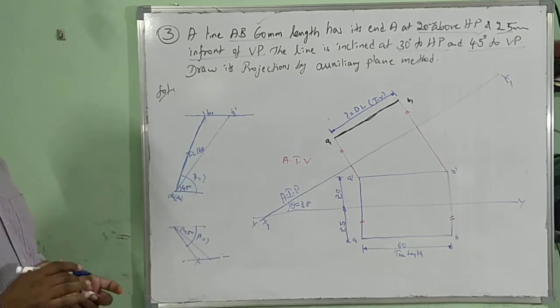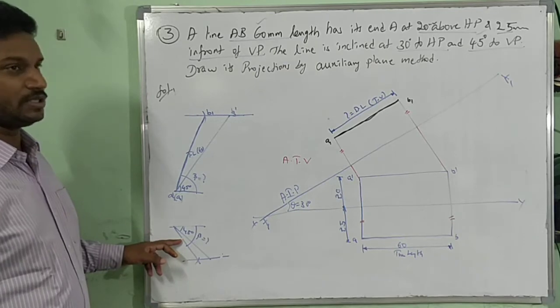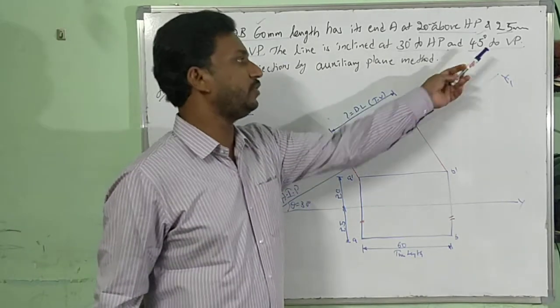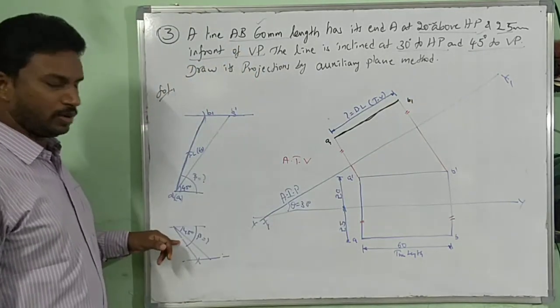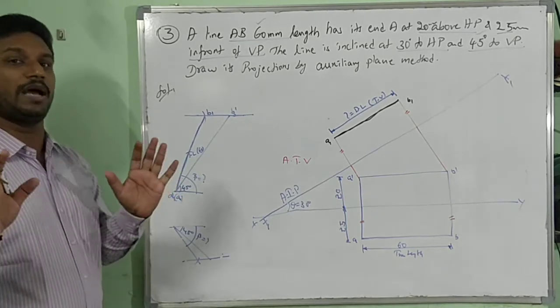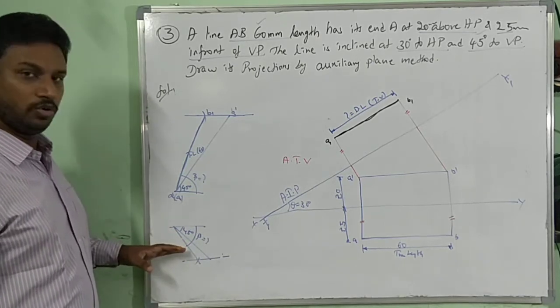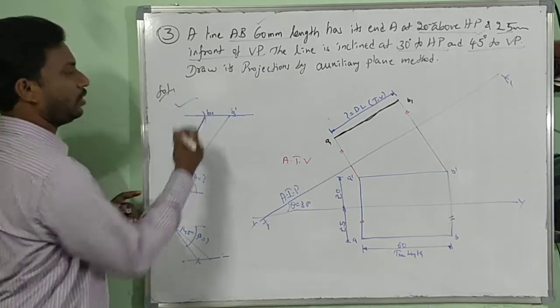You may get a doubt, sir. The top view diminishing length is 45 degrees inclined to VP, which means I have to show it in the top view below the XY line, because here our main purpose is to find out the apparent angle beta. That's the reason I have done it like this. You can also do it like this, anything, but this has to be drawn compulsorily.